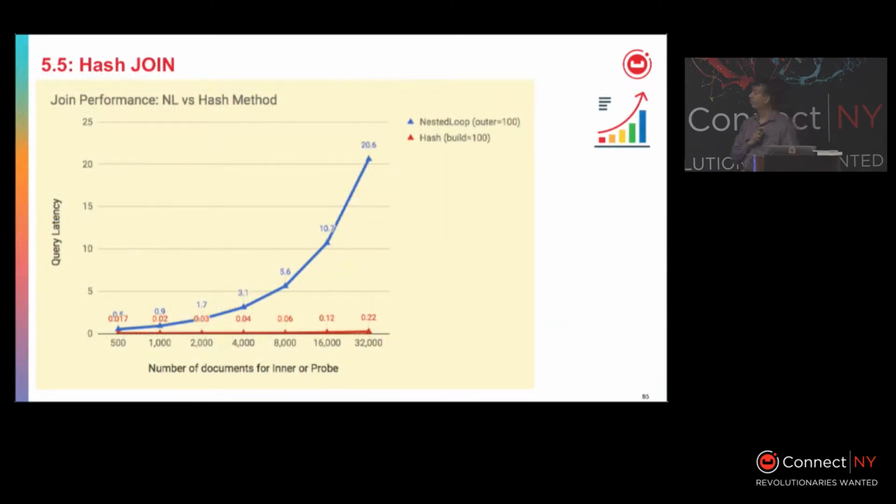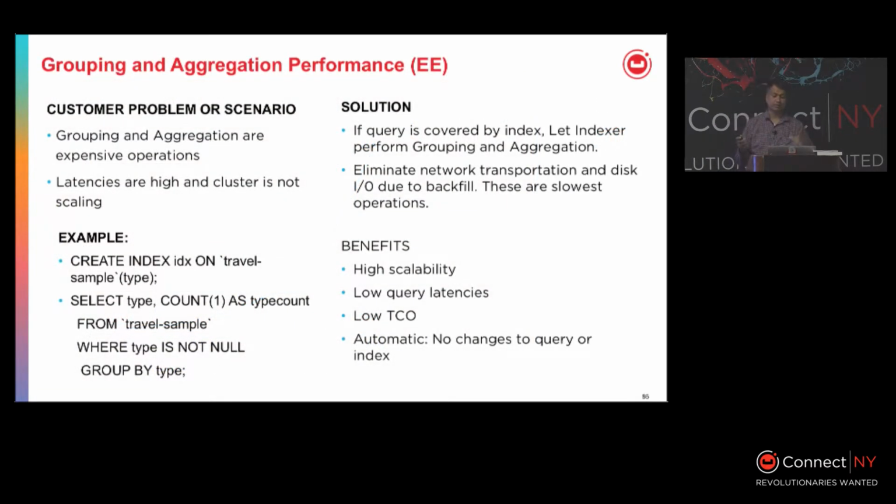So this is the performance improvement. You see, initially when you have a few hundreds of documents, the nested loop is good, but as the number of documents increase, hash join performance is much better.